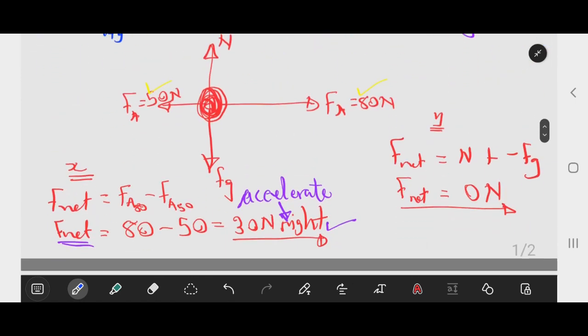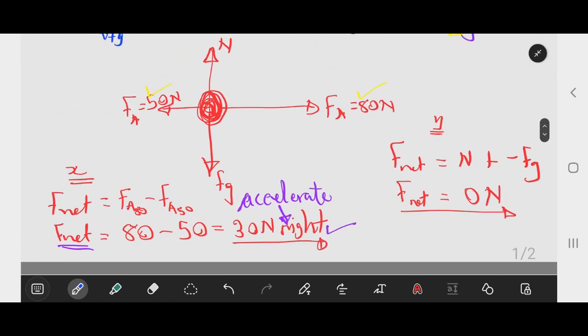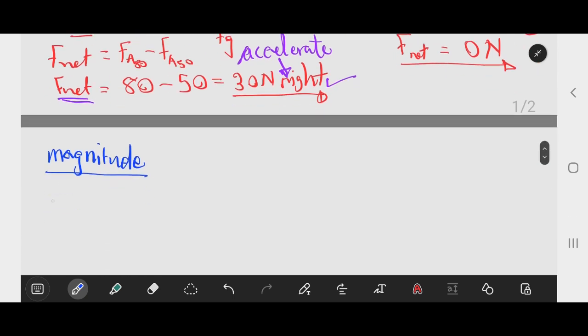So assuming that we have applied a force of 80 newtons to the right and a force of 50 newtons to the left, our net force was 30 newtons to the right. Okay, and then that 30 newtons to the right gave an acceleration of some magnitude in that direction, which is to the right. So we have a net force of 30 newtons, and that net force of 30 newtons will give rise to a certain amount of acceleration.